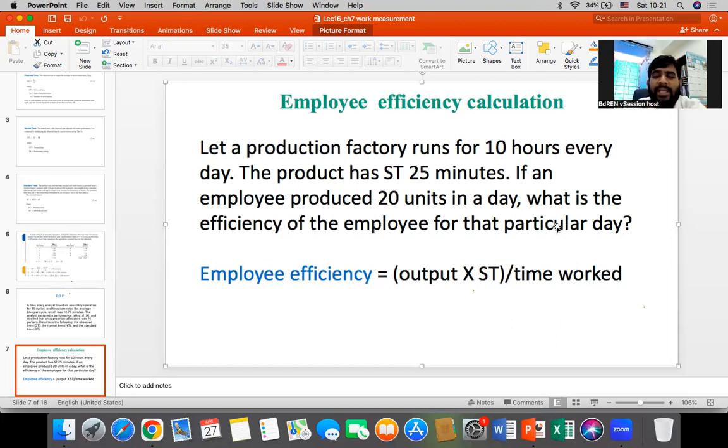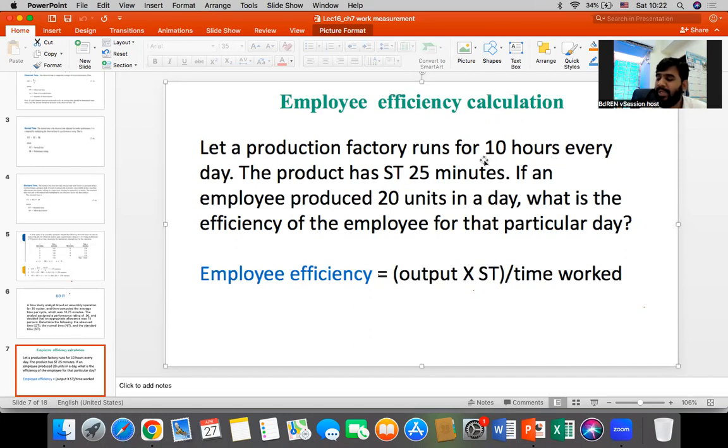Your input is you work for 10 hours. How many hours do you work? 10 hours. So it is in hours, but your output is in minutes, 20 multiplied by 25 minutes. So you will convert hours into minutes. To convert hours into minutes, what you will do? 10 hours multiplied by 60 minutes. So 600. Output is 500 and input is 600.